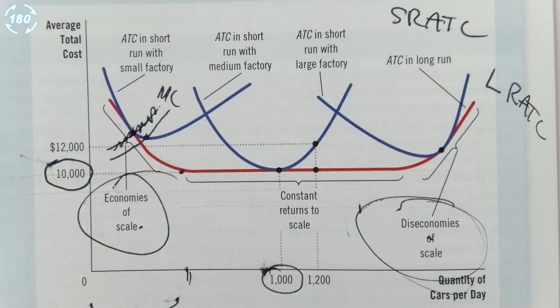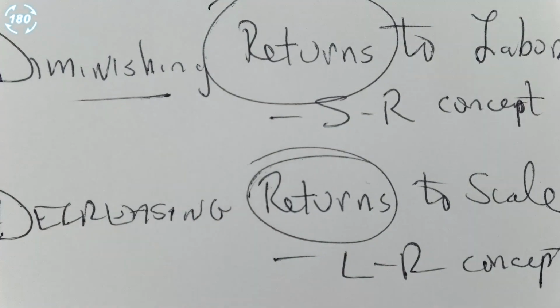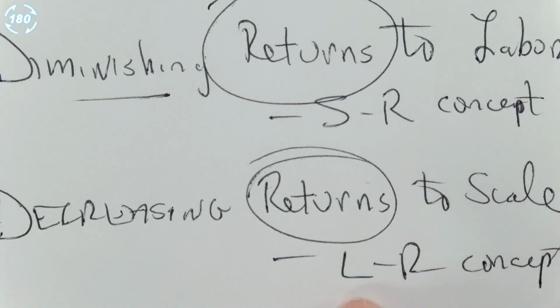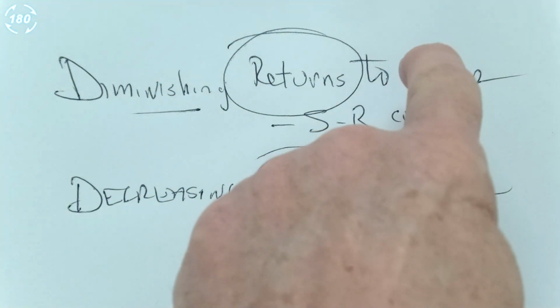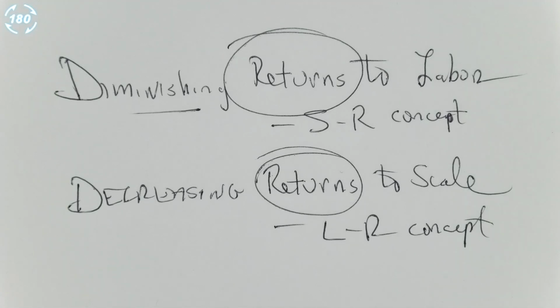So if you hear decreasing returns to scale, this is synonymous with diseconomies of scale, which is the long run concept. Okay, so I wanted to mention that. Make sure you understand the terminology there. Sometimes that's confusing to students. But when you hear diminishing returns to labor, the idea is that's your only variable input. But when you hear returns to scale, we're then in the long run when you have enough time to vary all of your inputs.